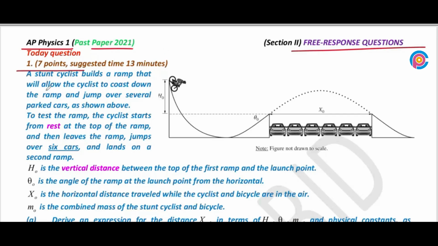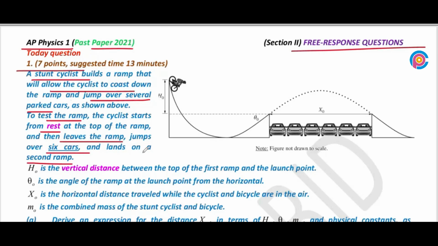In this question, it shows a stunt cyclist building a ramp that will allow the cyclist to coast down the ramp and jump over several parked cars. To test the ramp, the cyclist starts from rest at the top of the ramp, then leaves the ramp, jumps over 6 cars and lands on the second ramp.